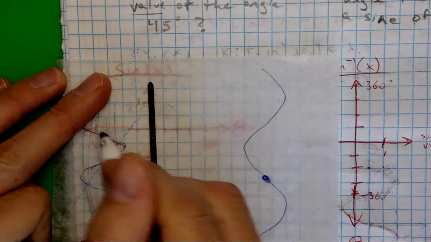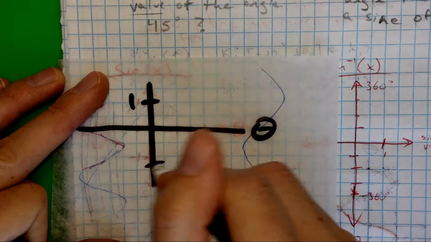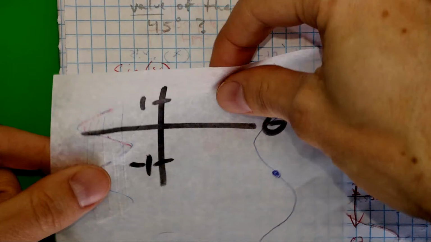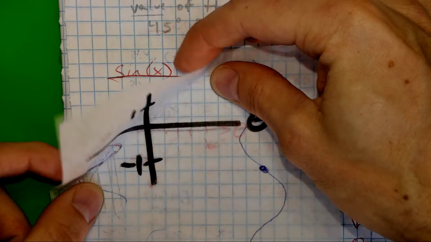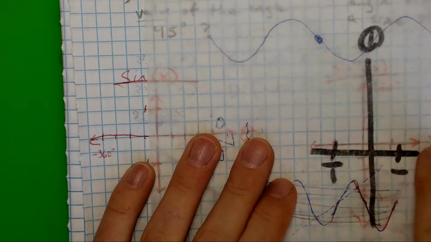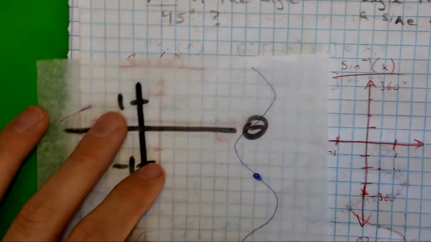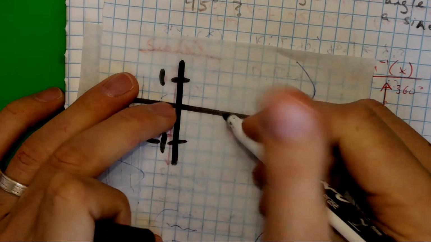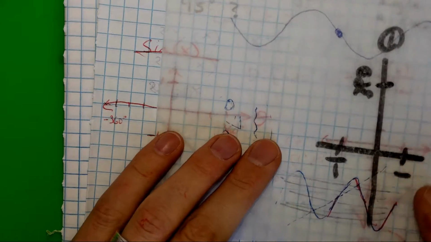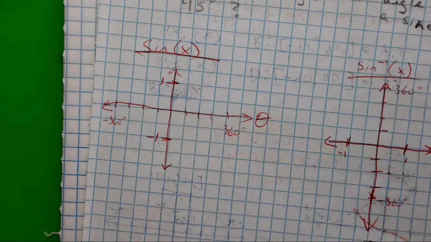So I'm taking these coordinates, and I'm reflecting them, just like we do for an inverse, across the line y equals x. I'm reflecting them diagonally. And so I end up with angles on my x-axis, sine values on my y-axis, with -1 here, +1 there. Where I had 360 on the right, now I'm going to have 360 at the top, right there. So my axes get reflected.